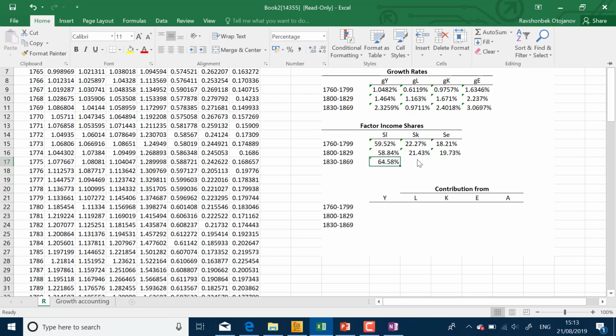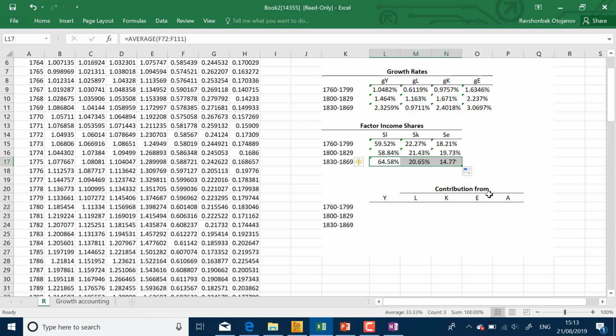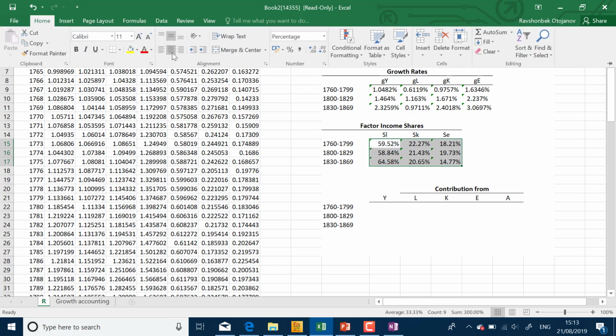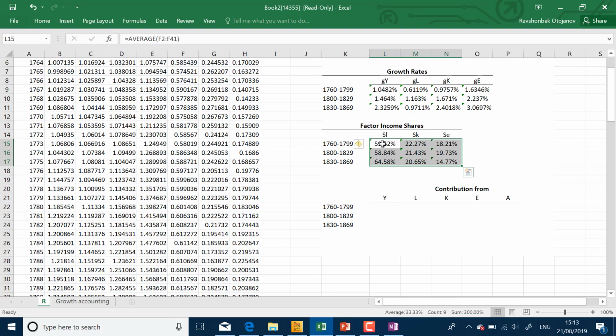So okay, now let's see if capital owners earned more. Yeah, they didn't actually, but the losers were the energy suppliers. So basically, of the payments out of total output or national income that the British economy generated, about 60% went to labor or workers as wages, 22% went to capital owners as rent, and energy providers earned about 18% of the total.